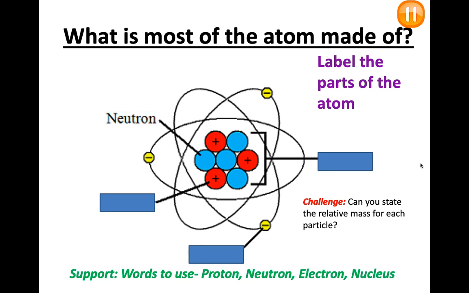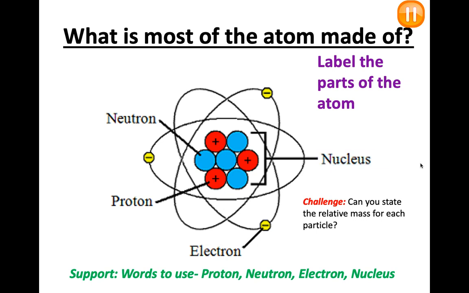Okay, so the answers. For the first one, neutron, the blue particles in the middle. Protons are positively charged, they're the red particles. Electrons are negatively charged in the shells. And the final one is nucleus in the centre.